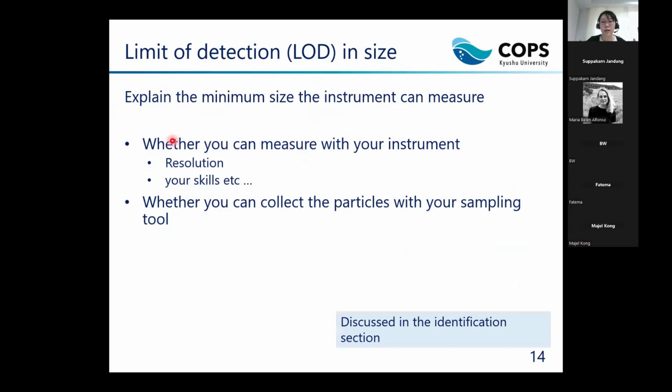And also, the limit of detectable size depends on what kind of instrument you use. For example, if you use conventional FTIR, perhaps you cannot measure very small particles. So you need to consider the limitation of the instrument. But about this, I will explain in the next section.